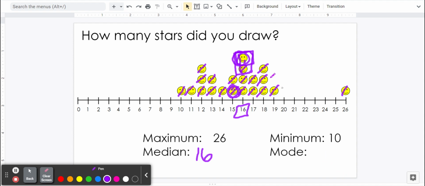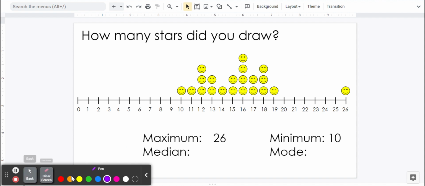And then mode is the most common answer. The most common answer or the most common response means it's the number that has the most things above it. So this one would be 16. Okay. There were 4 people that said 16.